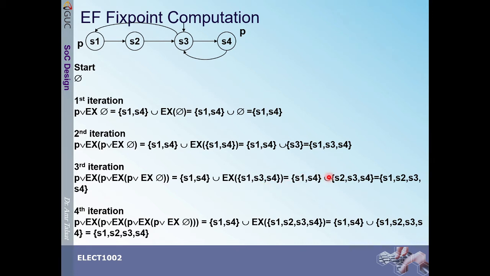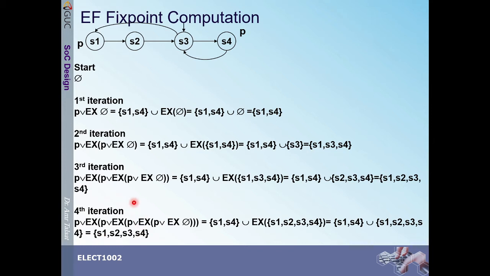S1, S4 union. Who's going to lead me to S1 and S4? They are S3. Who's going to lead me to S3? It's S2 and S4. So I write it. I'll union and I got an S. It's a complete S. I can stop now. But just to calculate more, I made one extra step, which is the fourth iteration, and you will notice that S1, S2, S3, S4 is still the same.